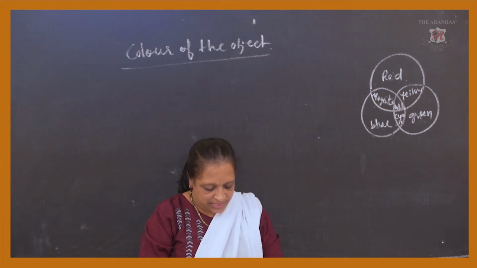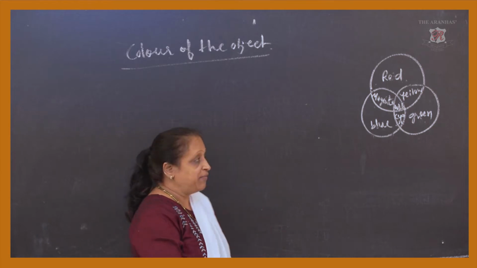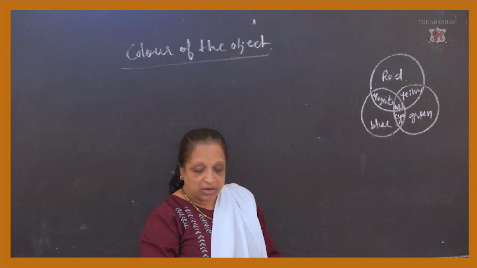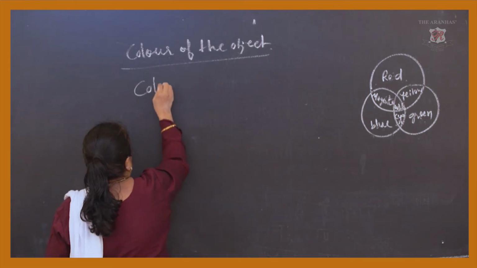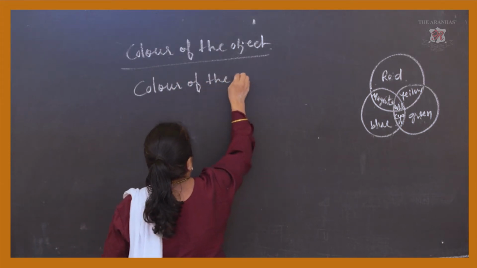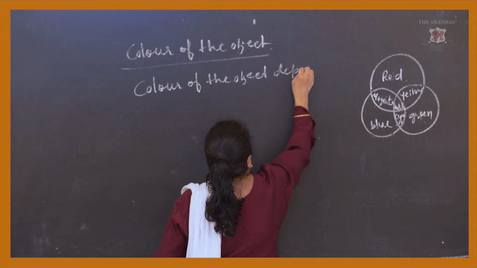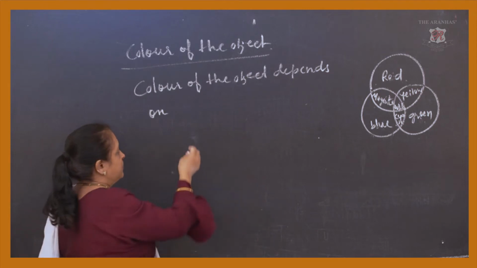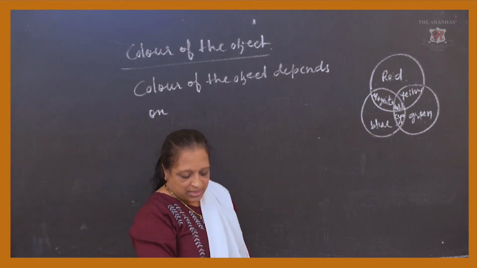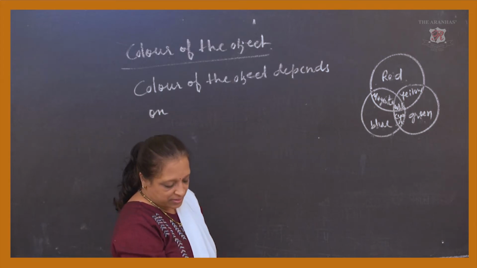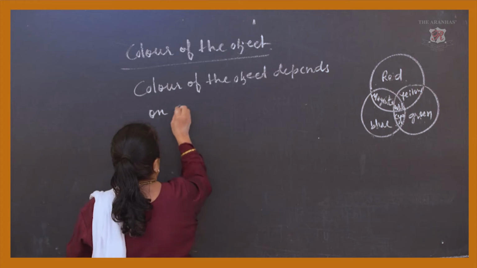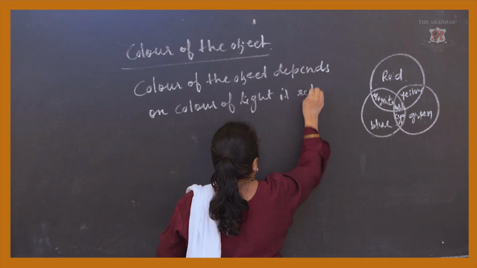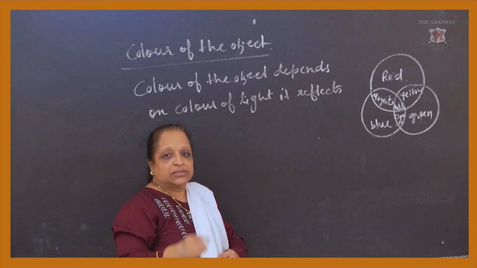Therefore, I am just reading a para for you. The color of an object depends on the color of light it reflects. See the definition of it. The color of an object depends on the color of the light it reflects. So the color of the object depends on the light which is being reflected by the specific color. This is a definition of it.